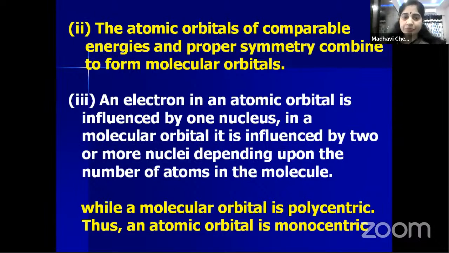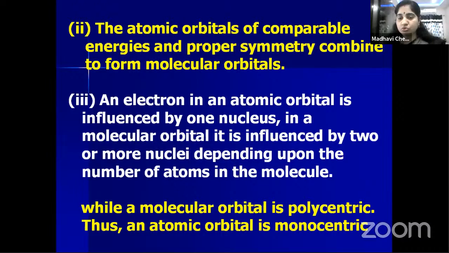So like that, electrons in molecular orbitals are influenced by two or more nuclei depending upon the number of atoms in the molecule. So a molecular orbital is polycentric, whereas an atomic orbital is monocentric, because in an atom only one center is present, whereas in the case of a molecule there are many centers, because if it is formed by two atoms, then two centers will be present.